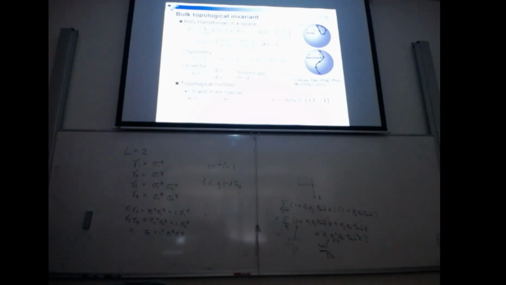And there are two possibilities when you vary the momentum k from 0 to pi. In this case, if you vary k from 0 to pi, then this n vector comes back to the north pole again. But in this case, if you vary k from 0 to pi, then you are going from the north pole to the south pole. And you cannot adiabatically connect these two cases without closing the gap. So these two cases are topologically different. And there must be a critical point between these two cases.